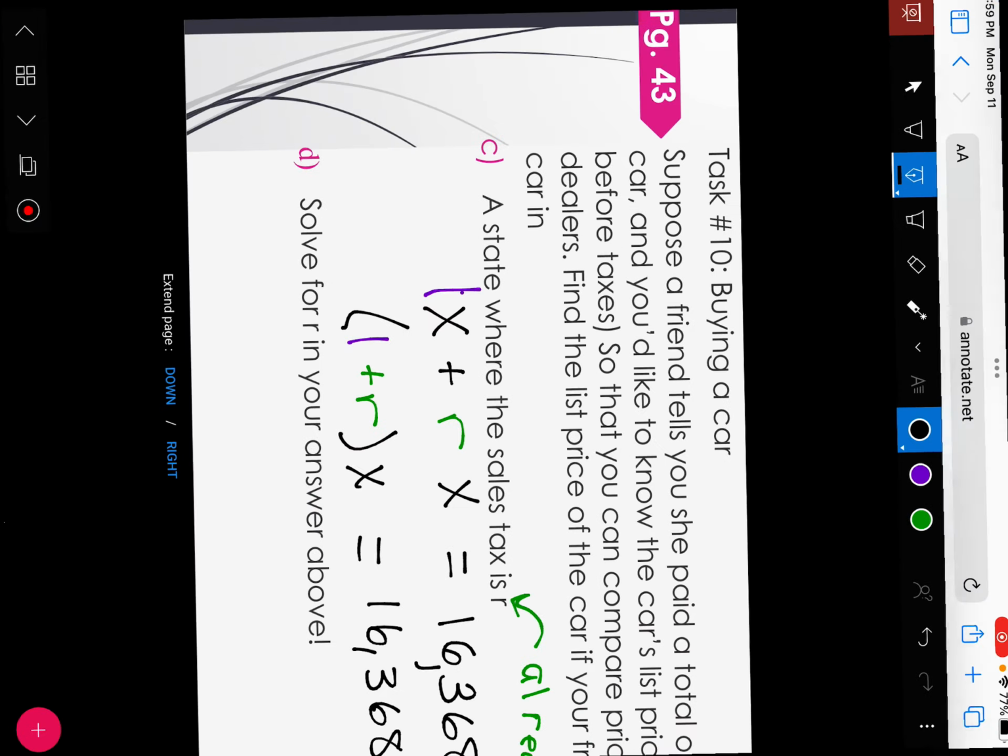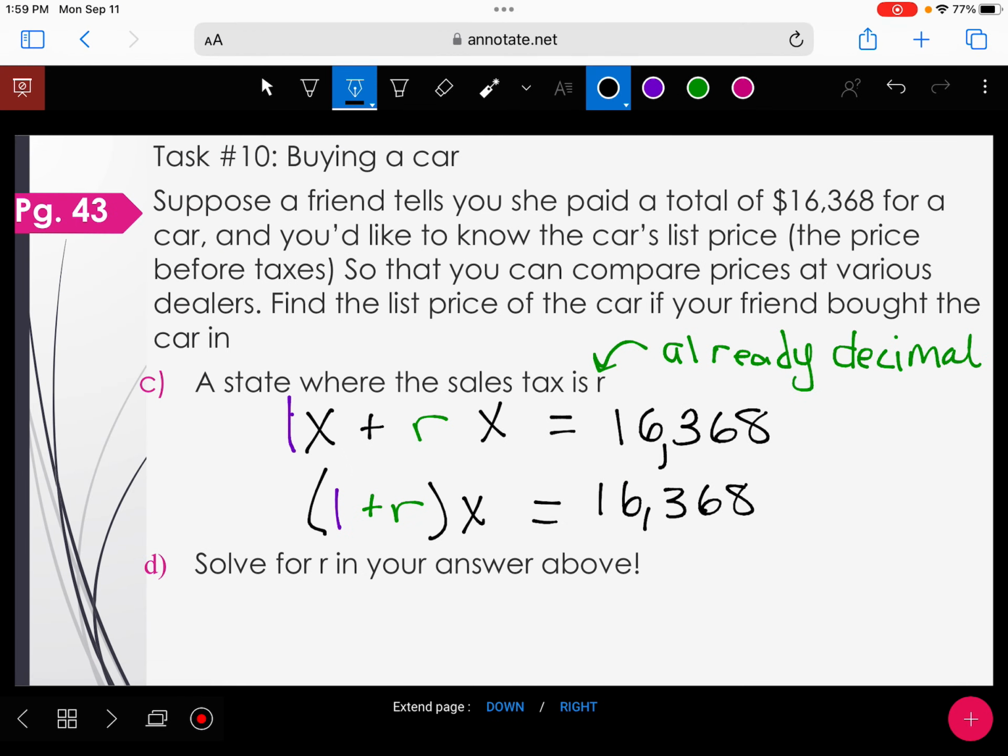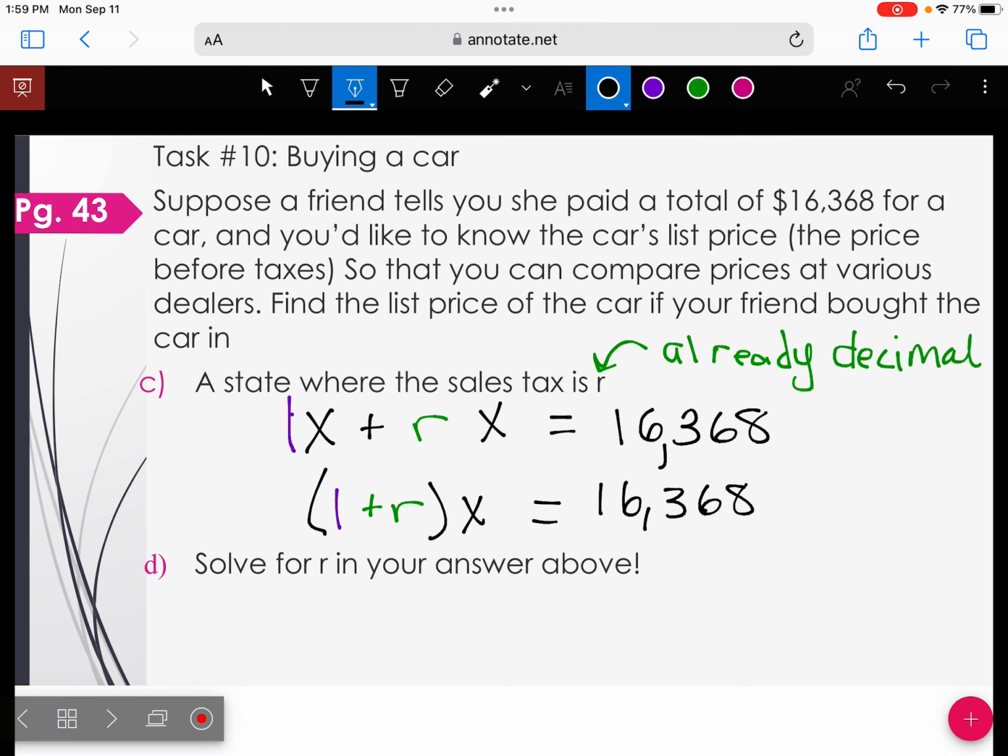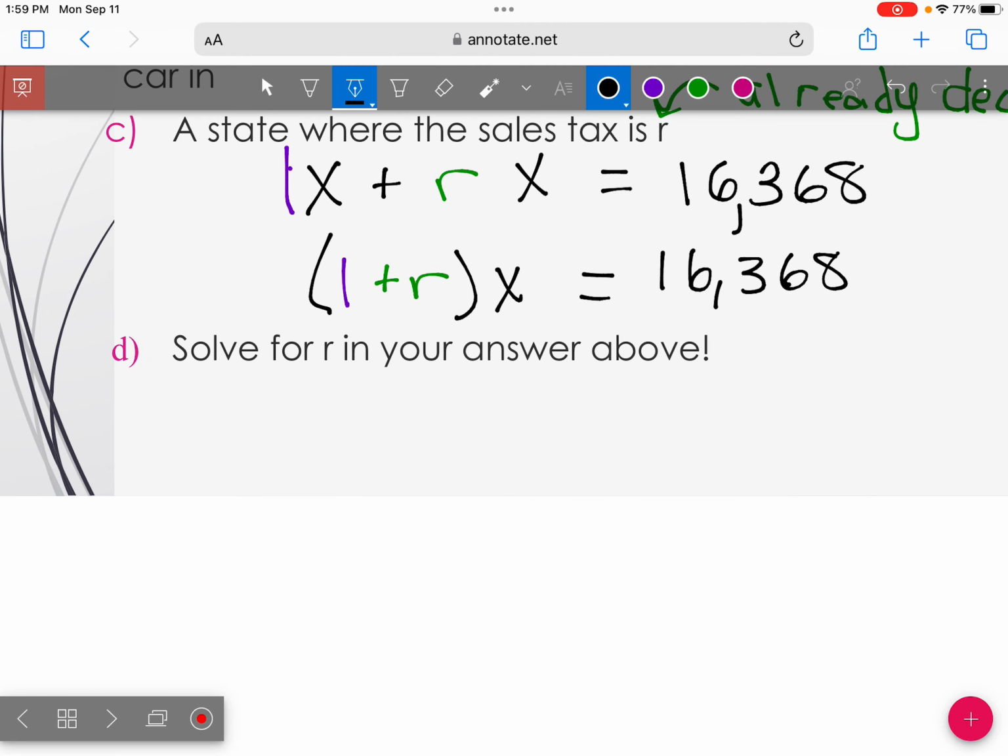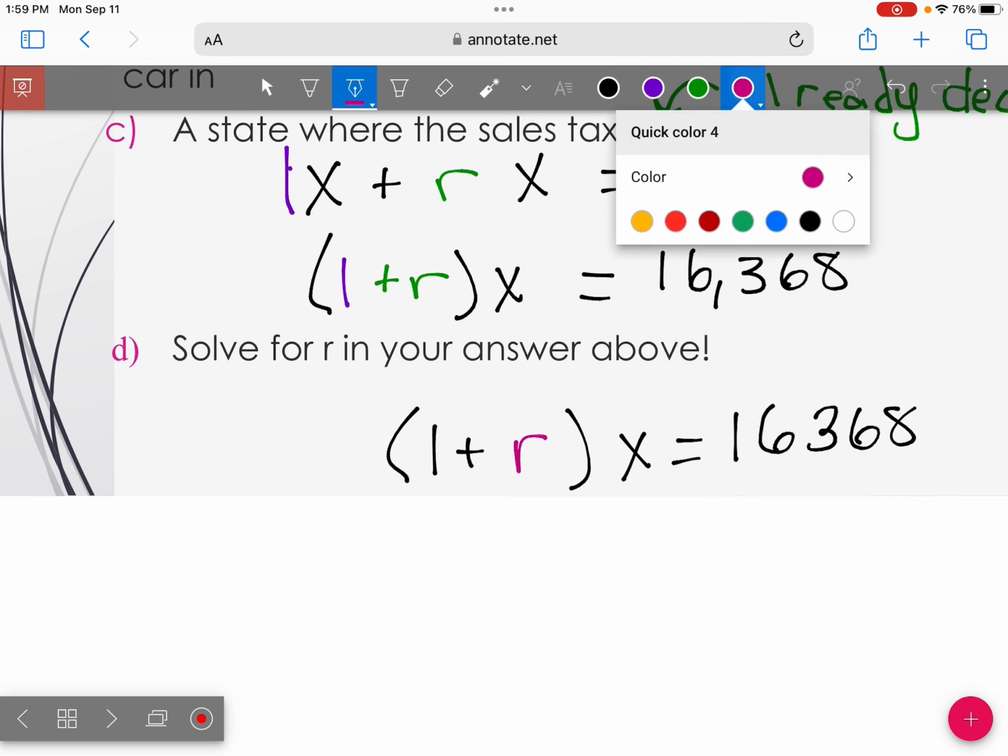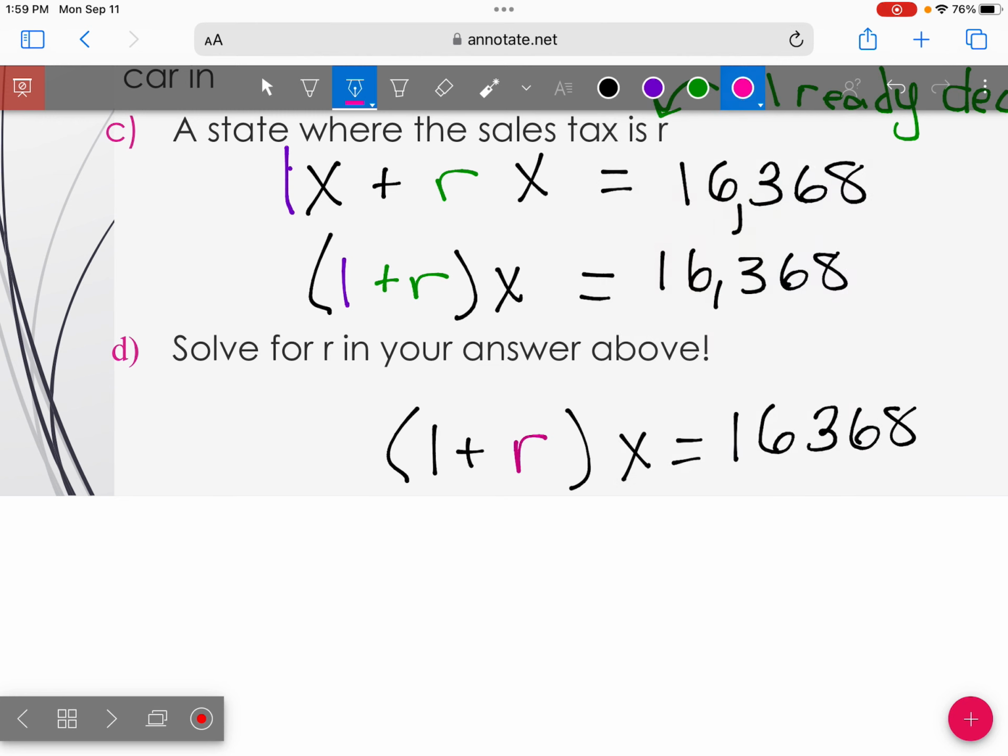Okay, what's our instinct? How can I try and get r by itself here? If we have 1 plus r times x equals 16,368, what can I do to get r by itself? What can we do to get him by himself?